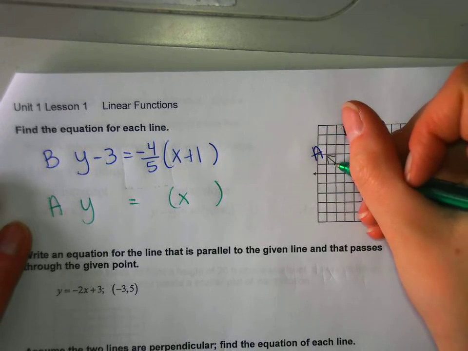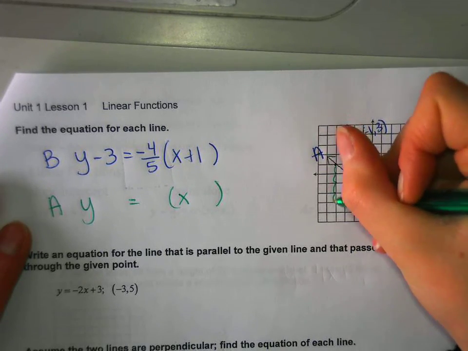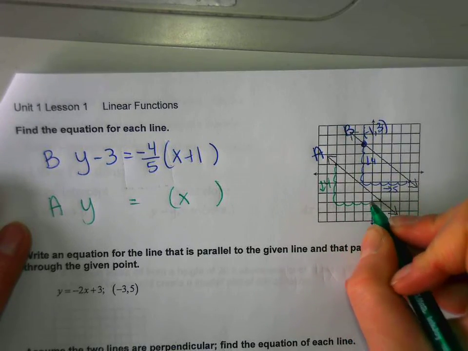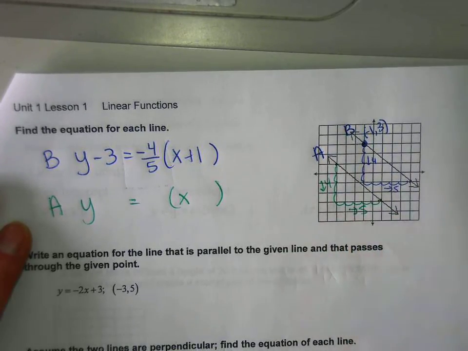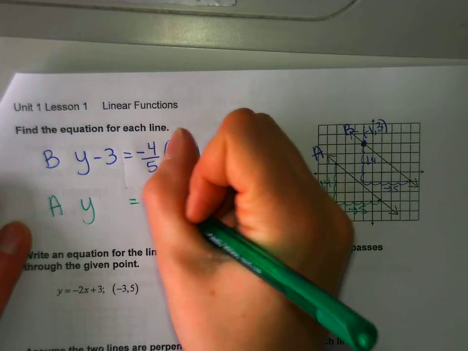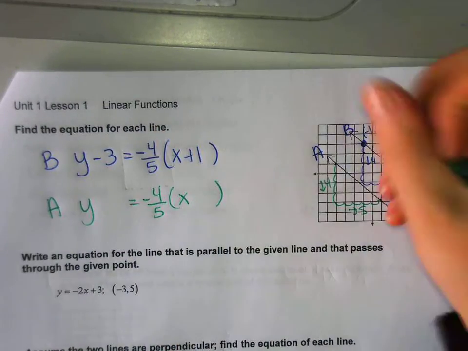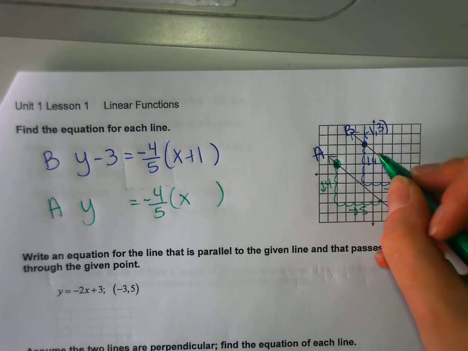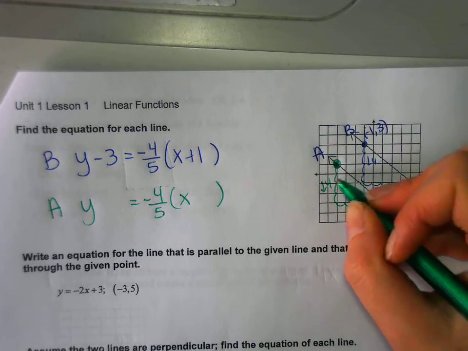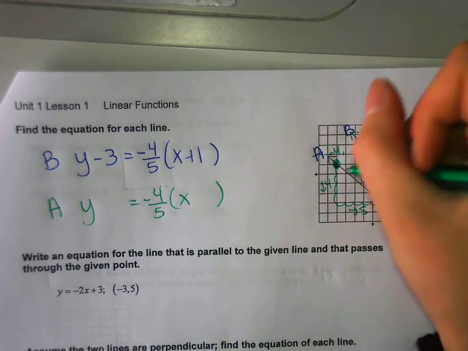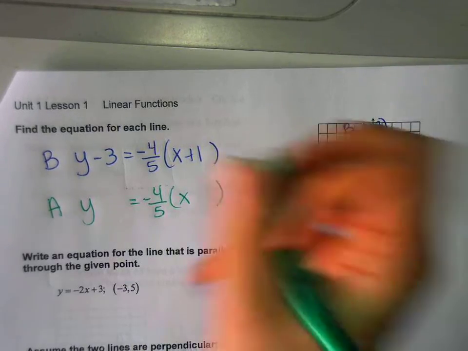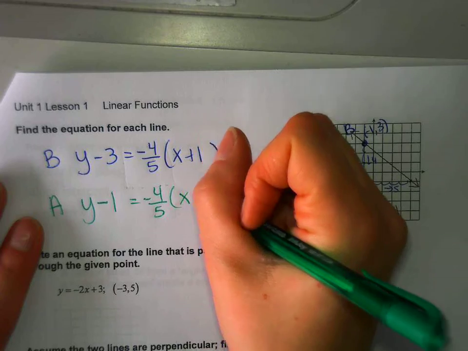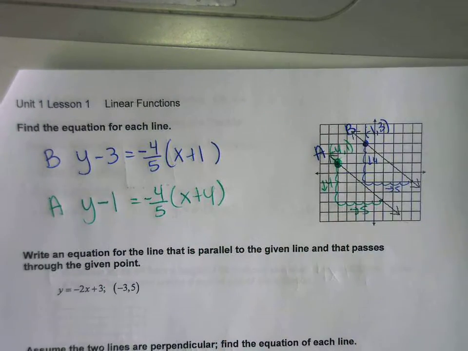So I'm going to start here, and I go down 1, 2, 3, 4. So I went down 4. 1, 2, 3, 4, 5 to the right. So my slope is -4/5 again, and I just pick a point. So if I choose this point right there, I am looking at 1, 2, 3. I'm at -4, 1. So my y value is a +1, so I write -1. My x value is a -4, so I write +4.